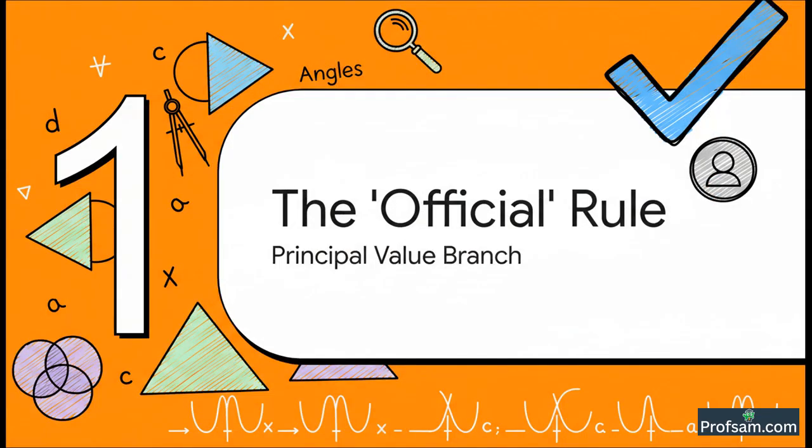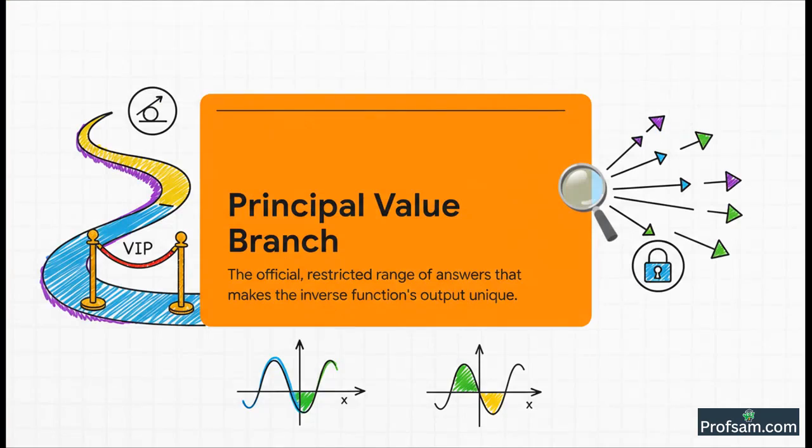So how do we solve this? Well, what does Instagram do when there are many fan accounts for a celebrity? They give a blue tick to the one official account, right? Mathematicians did something very similar. They basically created an official account rule. They decided to pick one specific range of angles and said, okay, from now on, the correct answer will only come from this special range. And this official range has a special name. It's called the principal value branch.